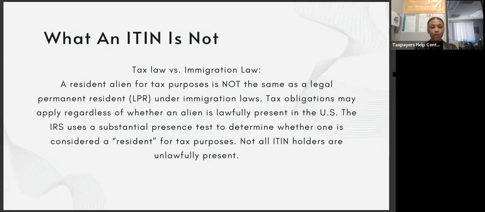Tax law versus immigration law. A resident alien for tax purposes is not the same as a legal permanent resident, LPR, under immigration laws. Tax obligations may apply regardless of whether an alien is lawfully present in the US. The IRS uses a substantial presence test to determine whether one is considered a resident. For tax purposes, not all ITIN holders are unlawfully present.